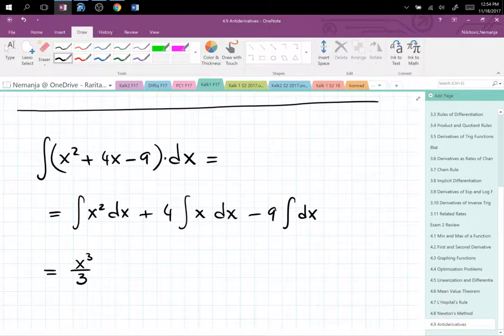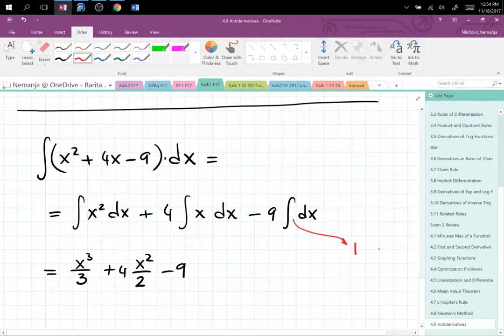So now when you look at that, the square was there. That's a square. So 2 plus 1 is 3. So x cubed over 3. Going to the next term, exponent is 1, 1 plus 1 is 2, so plus 4x squared over 2. Minus 9, and over here, you have 1, and 1 is x to the 0. Plus 1, it's x. And plus c.